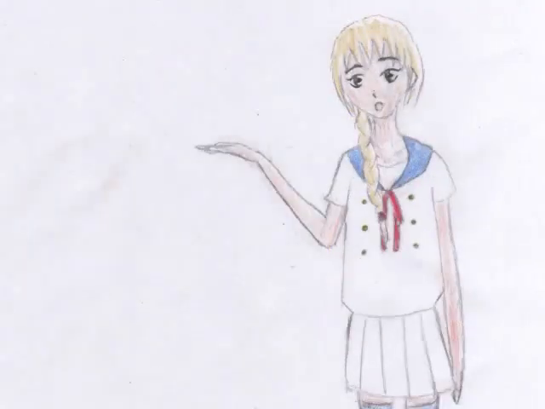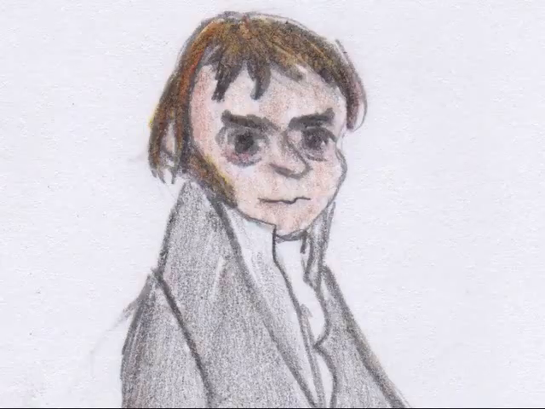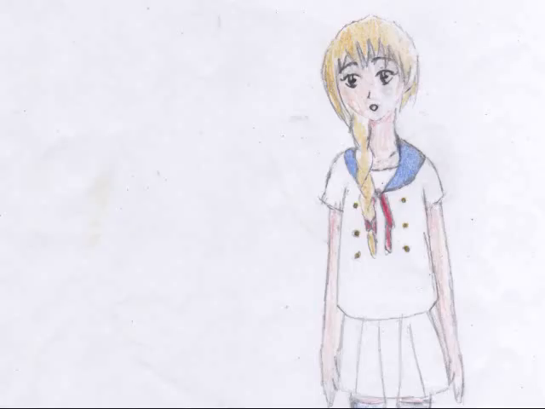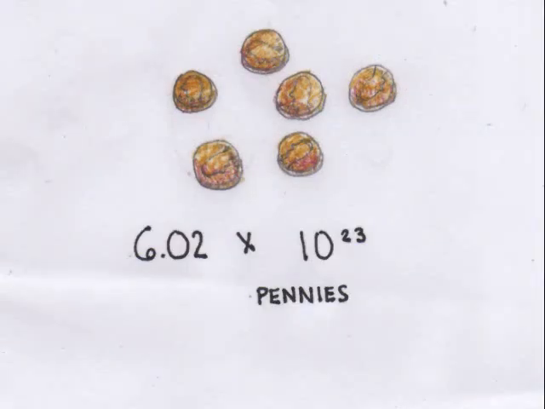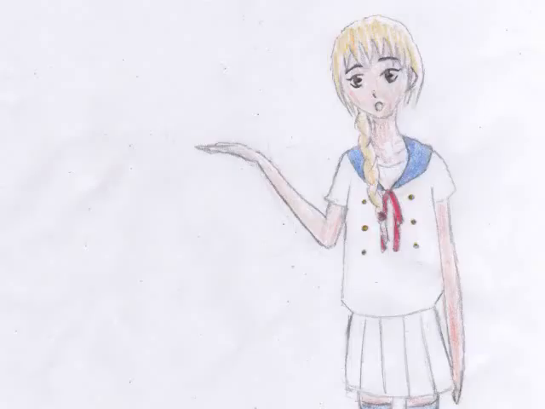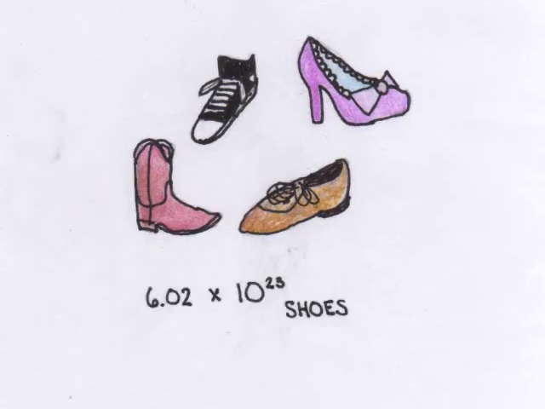A mole is the unit of measurement, and it represents the number 6.02 times 10 to the 23rd, which is also called Avogadro's number. A mole is similar to any unit that represents a number, like a dozen. For instance, if I were to acquire a mole of pennies, then I would have 6.02 times 10 to the 23rd pennies. In the same way, if I were to acquire a mole of, say, shoes, then I would have 6.02 times 10 to the 23rd shoes.